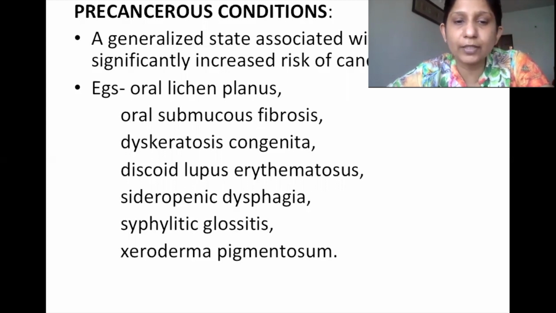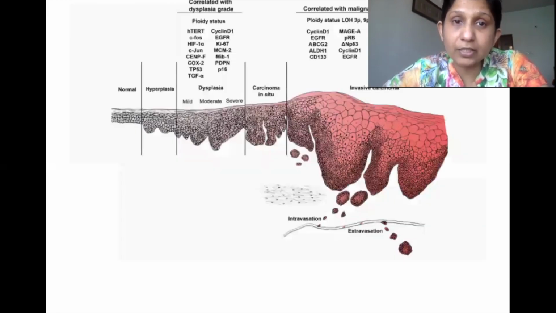Then you have syphilitic glossitis and xeroderma pigmentosum. So these are the lesions which were earlier grouped under premalignant conditions. As I said, now both premalignant conditions and premalignant lesions are together grouped under oral potentially malignant disorders.